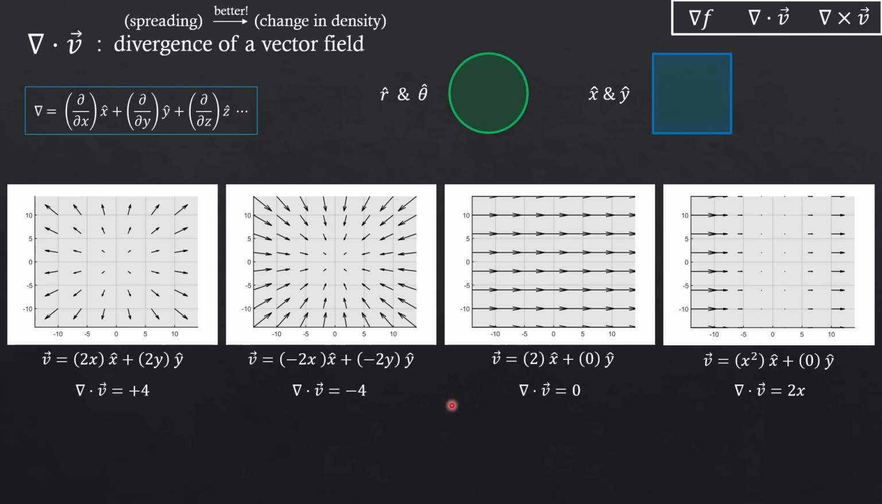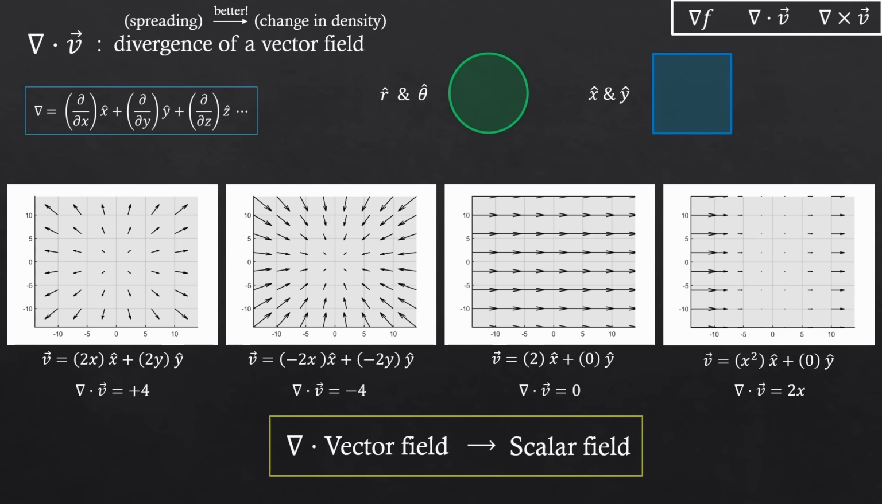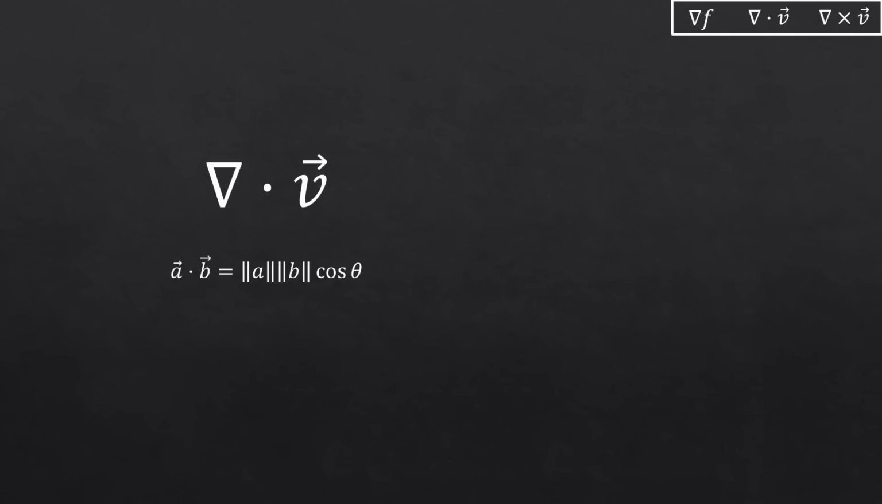And lastly, we shouldn't forget this. Plus 4, negative 4, 0, 2x. We've only gotten scalar numbers, right? Divergence of a vector field always gives a scalar field. And this is just a dot product, so we should get scalars, of course. Shall we move on to the third topic now?